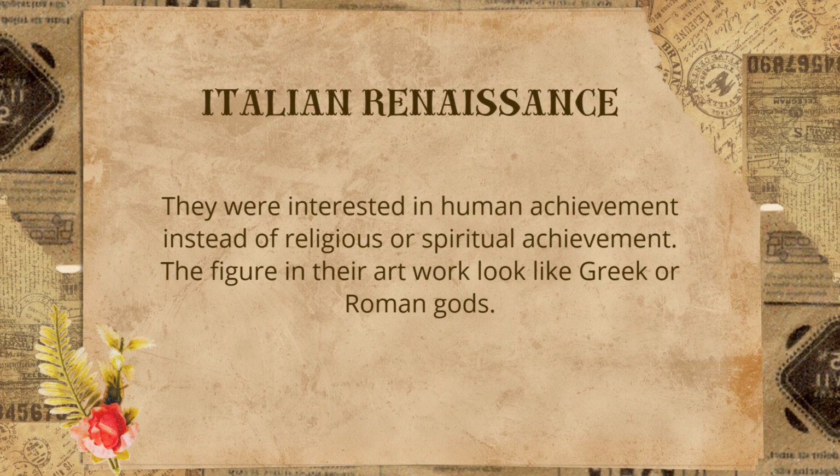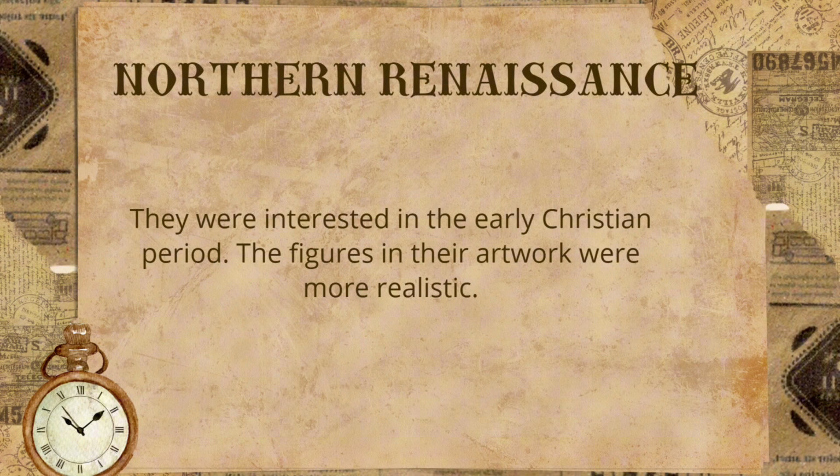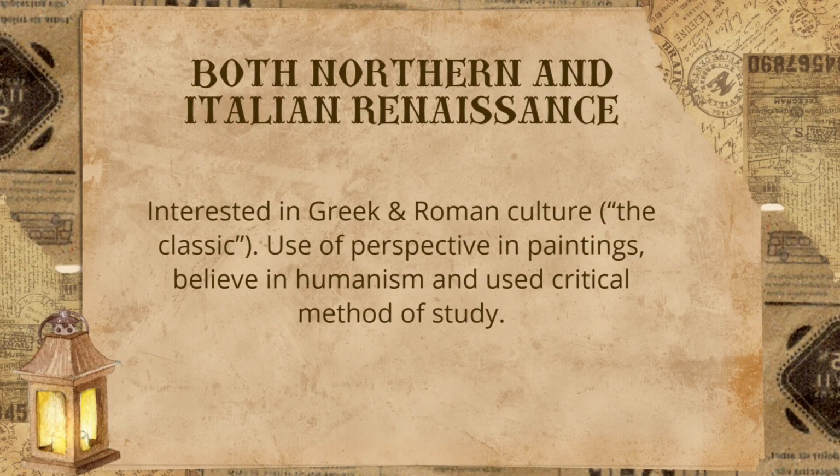Italian Renaissance. They were interested in human achievement instead of religious or spiritual achievement. The figures in their artwork look like Greek or Roman gods. Next is Northern Renaissance. Northern Renaissance artists were interested in the early Christian period. The figures in their artwork were more realistic. If we say realistic, it means that artists provide highly detailed work. Both Northern and Italian Renaissance were interested in Greek and Roman culture, or the classics, used perspective in paintings, believed in humanism, and used critical methods of study.